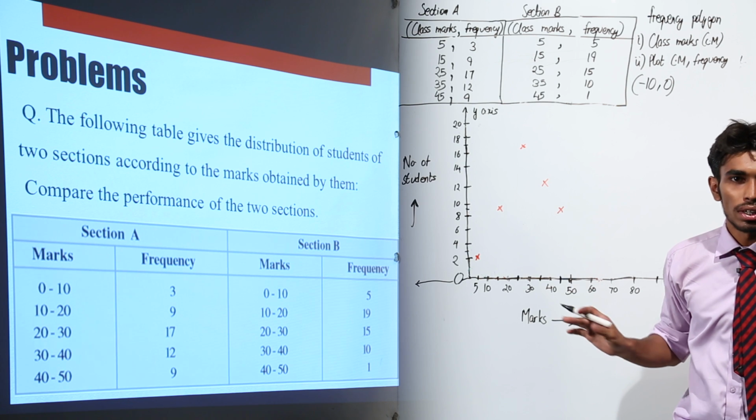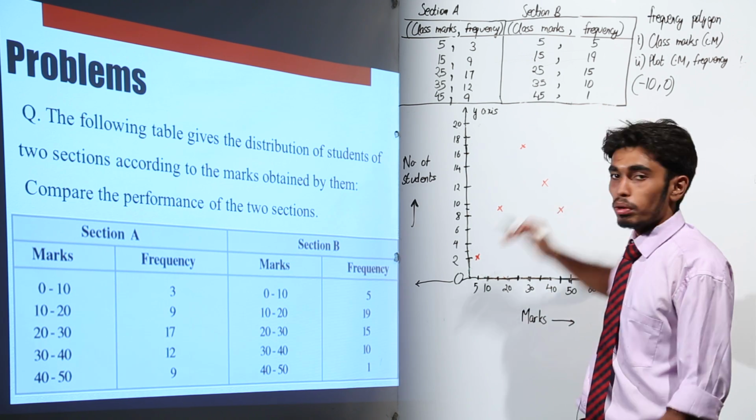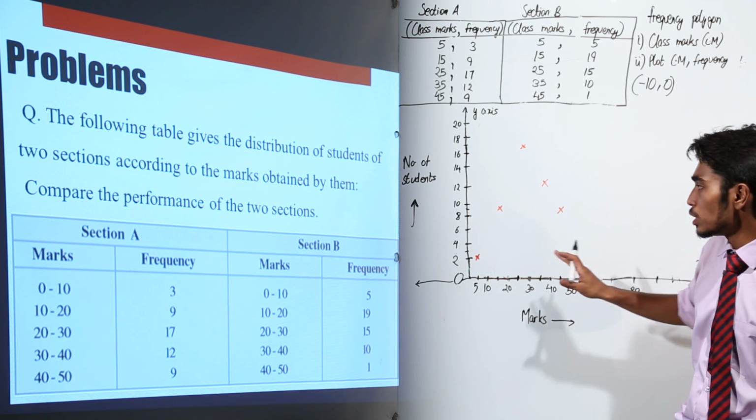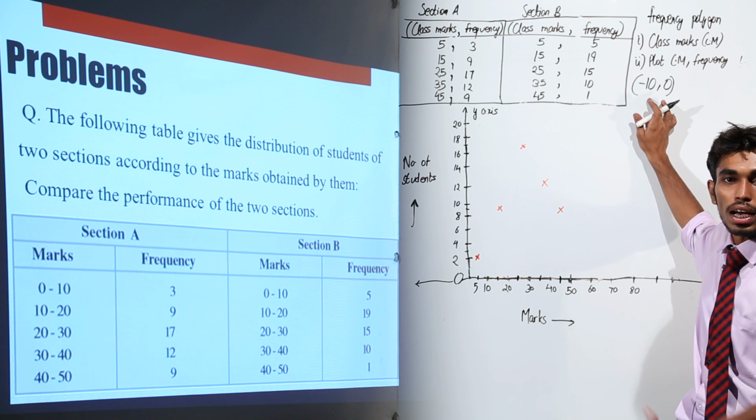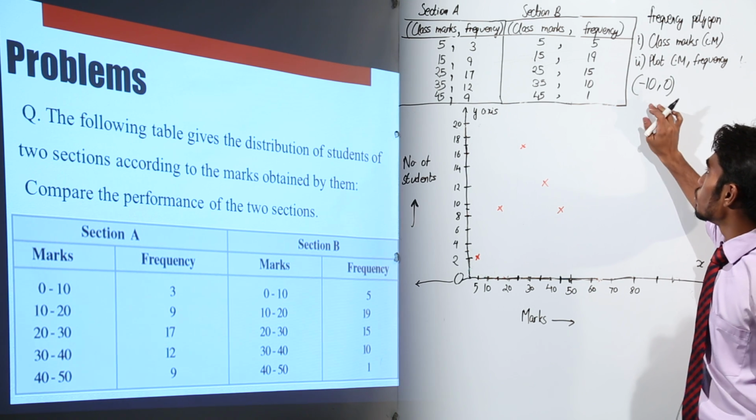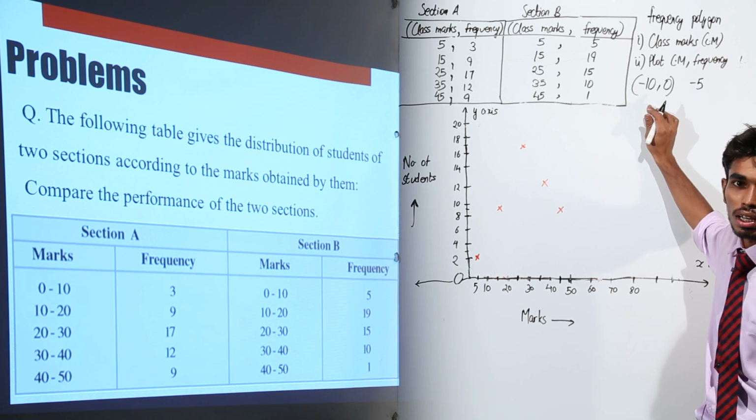Now this has no significance. Just in order to plot or make the area equal for a frequency polygon, as for a histogram, we are adding this class interval at the beginning as well as at the end, right? So what will be the class mark for this class interval? It will be minus 5, which is the midpoint of this class interval.